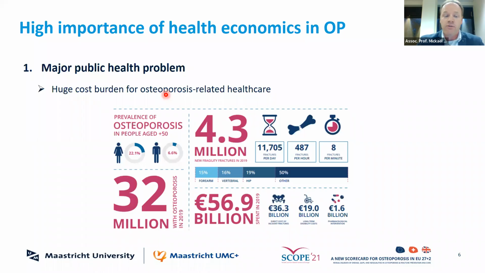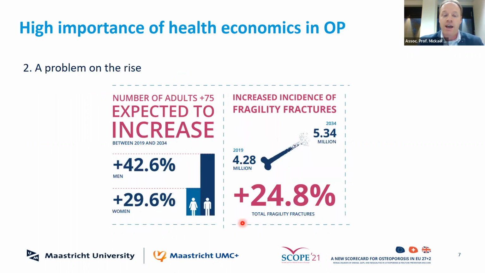First, because osteoporosis is a major public health problem. The Scope 21 IOF project, a new scorecard for osteoporosis in EU 27 countries and Switzerland and UK, revealed the huge cost burden for osteoporosis-related healthcare. In these countries, 32 million people had osteoporosis in 2019, leading to more than 4 million fractures for a cost of more than 56 billion euros. Osteoporosis is a major public health problem, and then we need to efficiently allocate resources for osteoporosis.